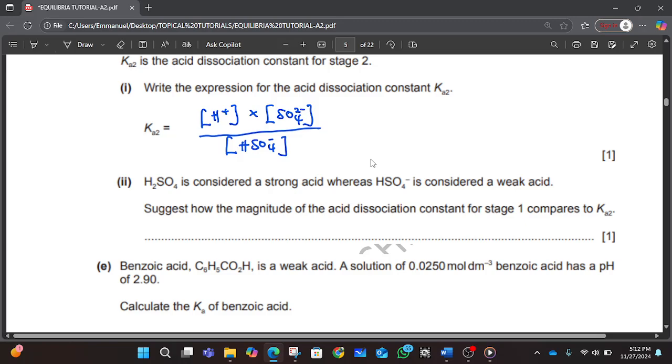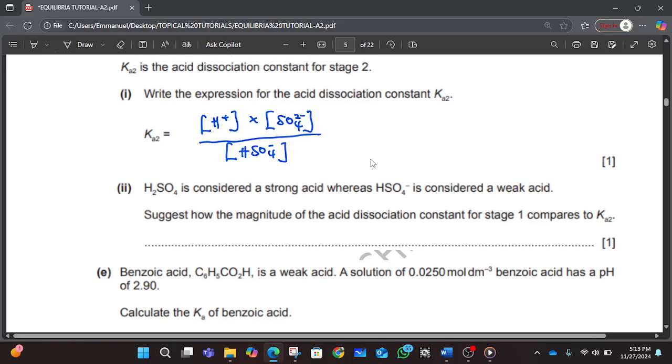H2SO4 is considered a strong acid, whereas HSO4 minus is considered a weak acid. Suggest how the magnitude of the acid dissociation constant for stage 1 compares to Ka2. So that is for stage 2. Now, H2SO4 is a strong acid and is the one undergoing the dissociation in stage 1. And HSO4 minus is a weak acid, is the one undergoing dissociation in stage 2. The Ka value for a strong acid is always greater than the Ka value of a weak acid. So Ka1 is expected to be far greater than Ka2.